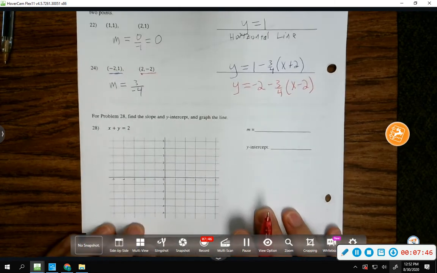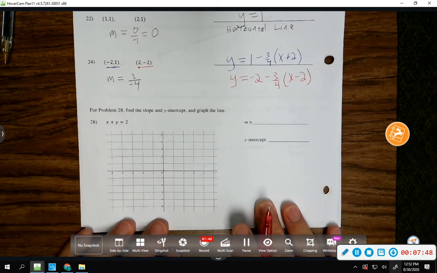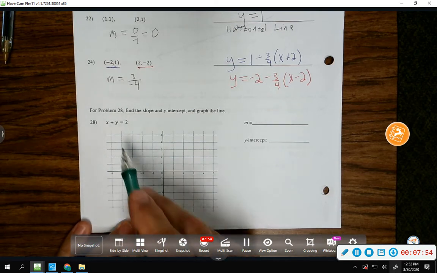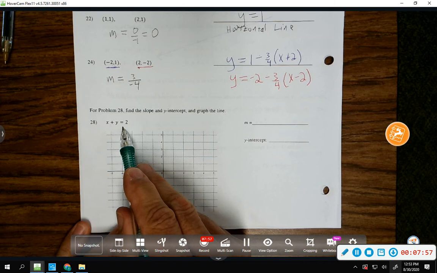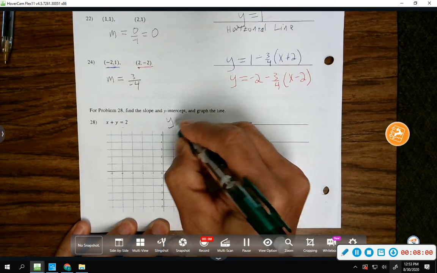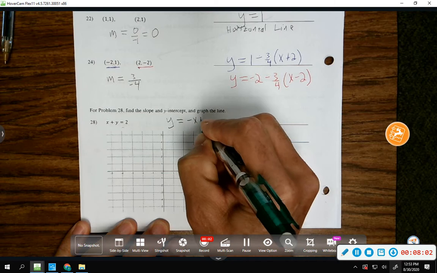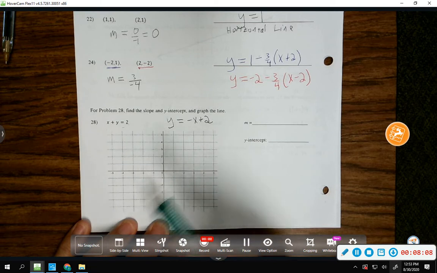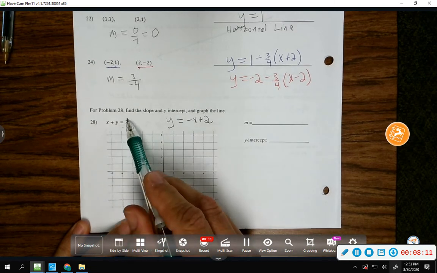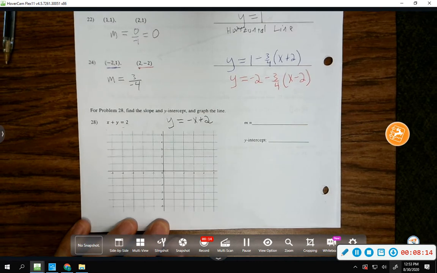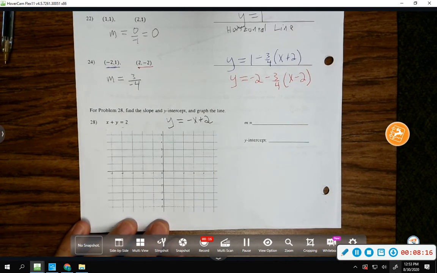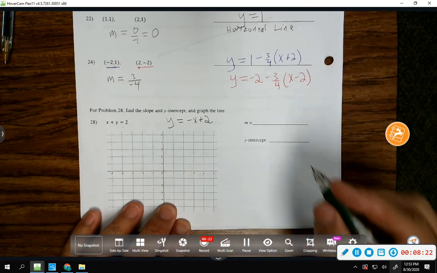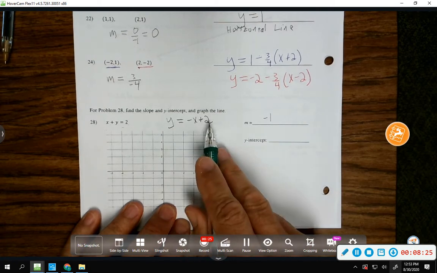For problem number 28, find the slope and the y-intercept and then graph the line. I've provided the graph for you. In order to find the slope and the y-intercept, we just want to write this in slope-intercept form. I need to get y by itself. Subtract the x to the other side. There it is. So essentially we're subtracting x from both sides, but a lot of times I will verbalize that as subtract the term to the other side. Just know that that means we're subtracting x from both sides of the equation to get the variable x away from y. The slope, therefore, is -1, and the y-intercept is 2.